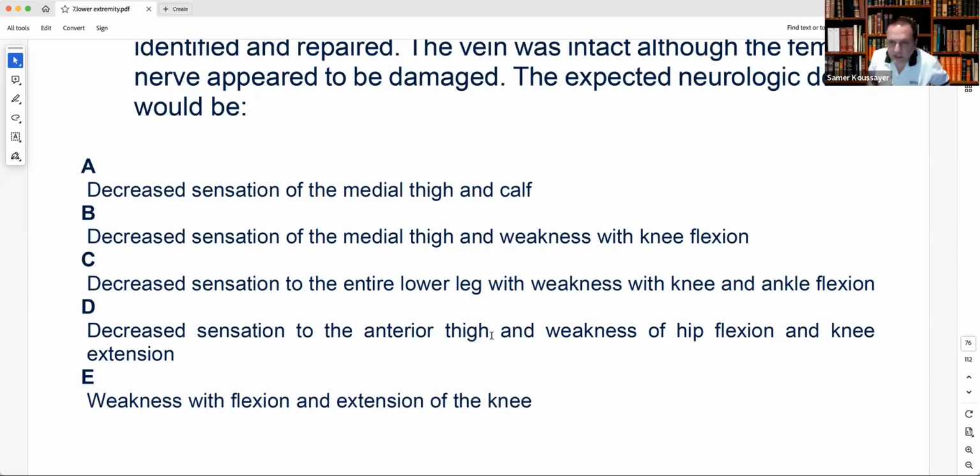Let's see, knee flexion is a posterior compartment, correct? Yes. Next, knee flexion is the sciatic nerve, so it's not the one. So you see, sometimes you just exclude and you know what your answer is. So this is wrong.